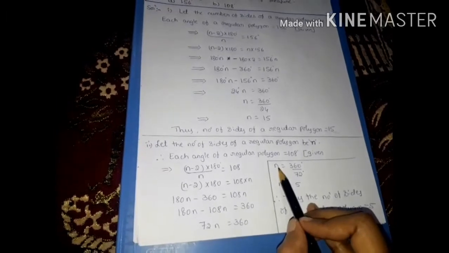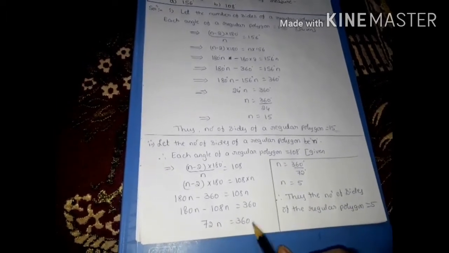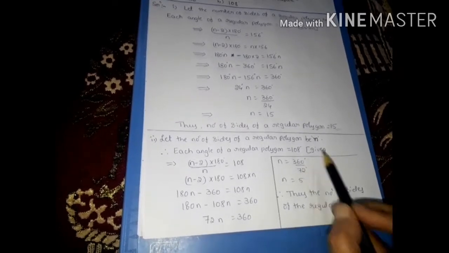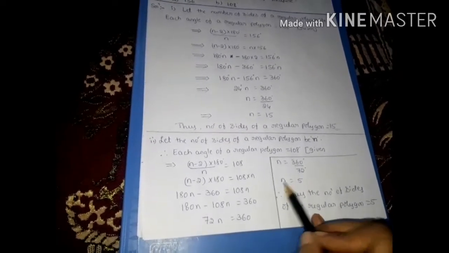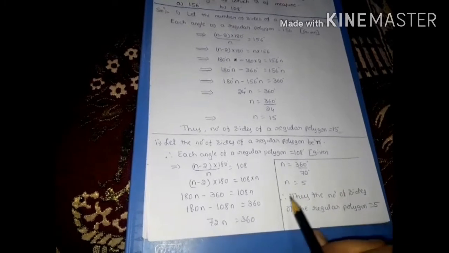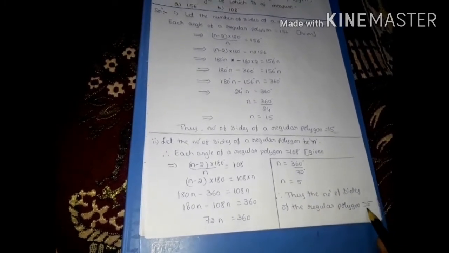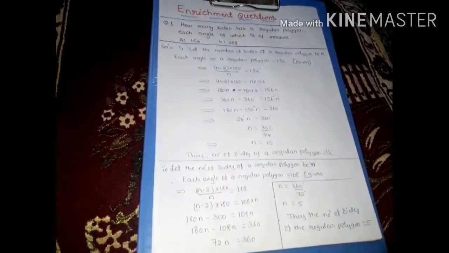The n value you need: divide 72 to the RHS, 360 by 72. 72 ones are 72, 5s are 360. The n value we get is 5. Thus, what is n? Thus, the number of sides of a regular polygon is 5. This completes the first enrichment question.